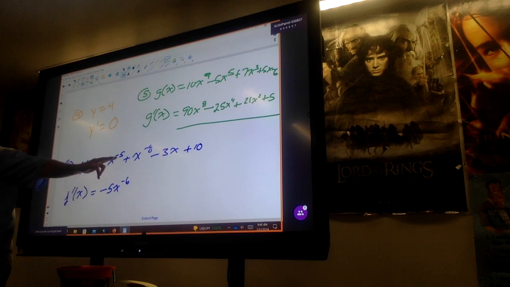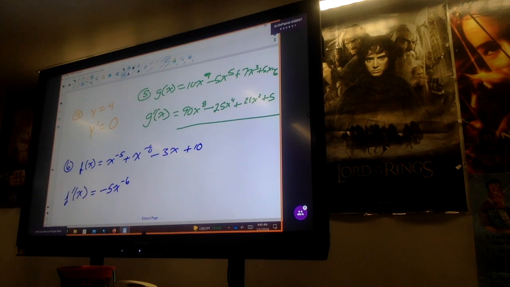So each time I do a derivative, I subtract 1 from this. So negative 5 minus 1 is negative 6. So what's the derivative of the next one? Negative 8x raised to the negative 9. Again, I'm subtracting 1. And this is 3x to the first, so that just becomes negative 3. And then the 10 is plus 0, so we don't have to worry about it. Do you see where the things came from?